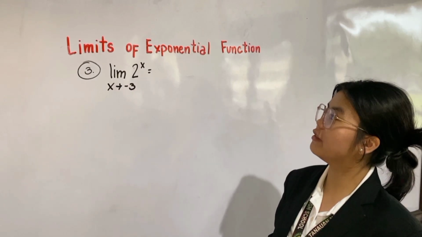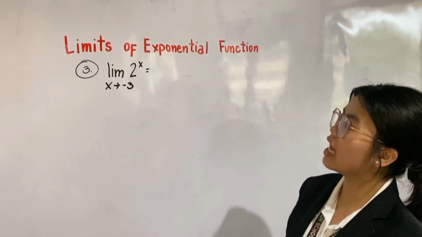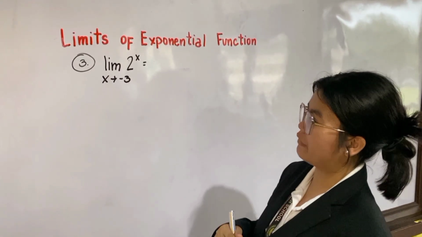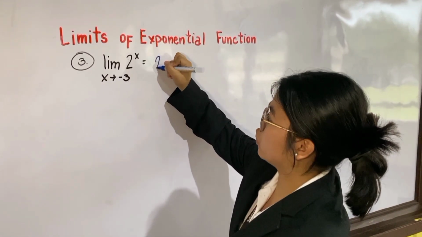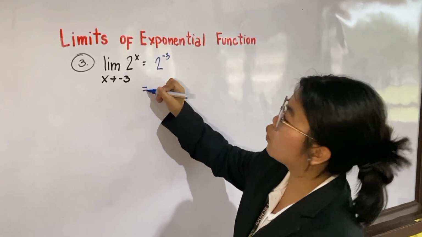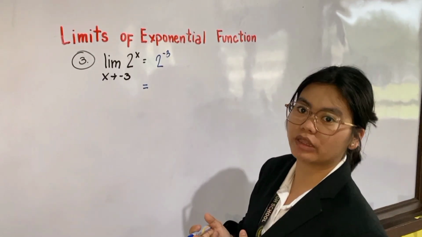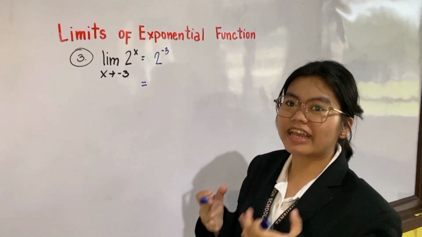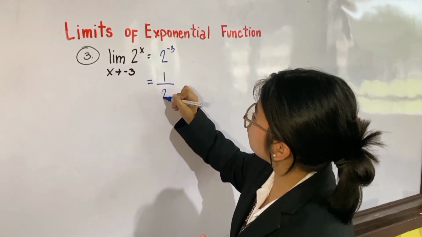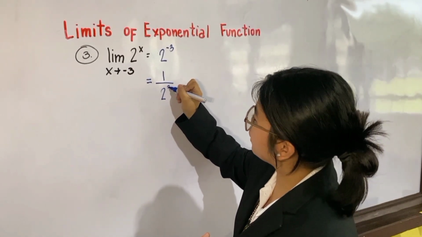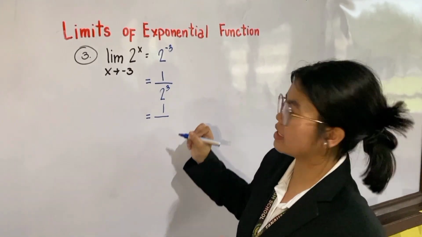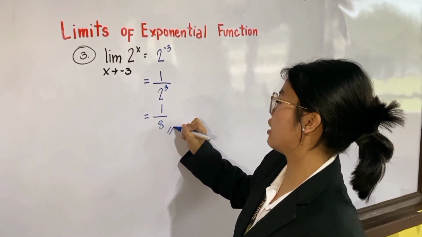Another example of limits of exponential function is the limit of 2 raised to x as x approaches negative 3. We will simply substitute the negative 3 as x. Then we will apply the law of exponent, which is the negative law of exponent. It will be 1 over 2 raised to positive 3, and 2 raised to 3 is 8. This is our final answer.